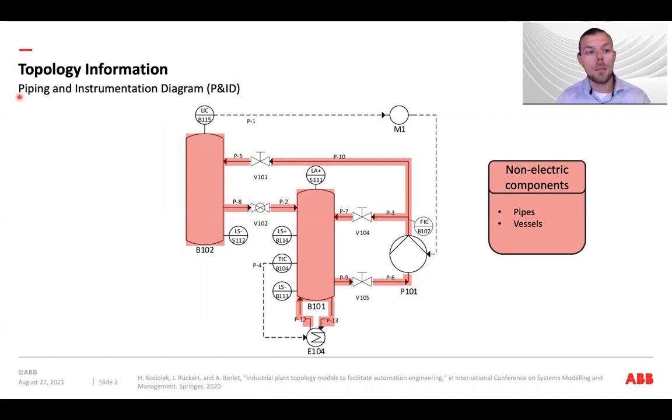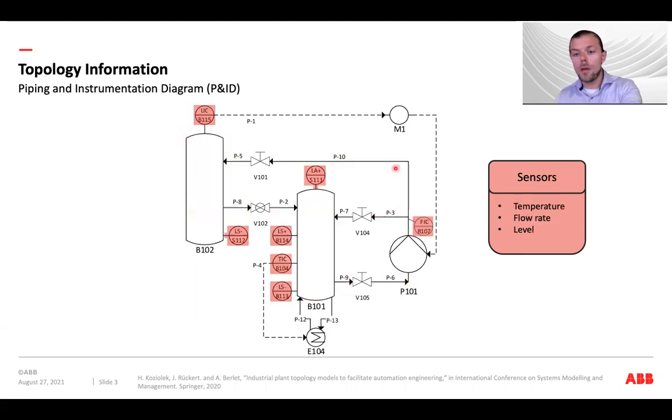Here is a simple example of a piping and instrumentation diagram, or short P&ID, to explain you the basic concepts. Usually they contain three categories of components. First one are the non-electric components, such as vessels or pipes, where the gas or liquid is running through. Then there are sensors to measure, for example, the level in a vessel, or the temperature, the pressure, or the flow rate in a pipe.